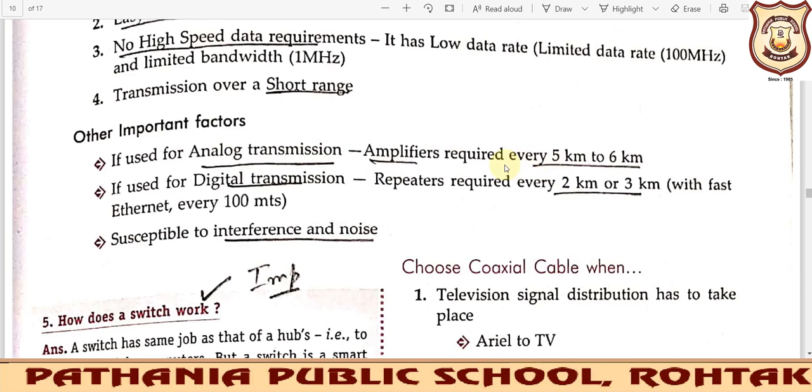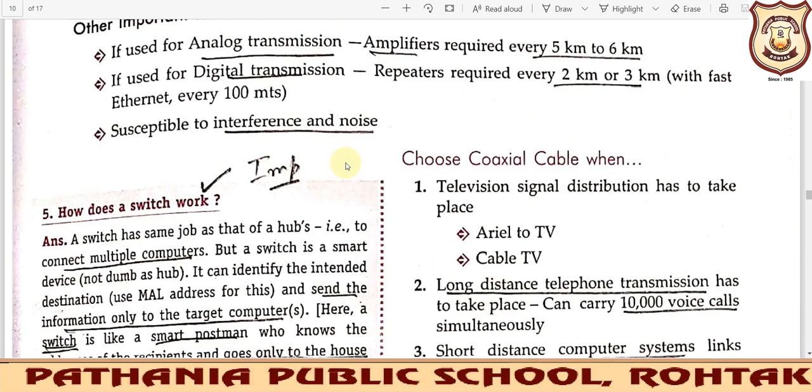Okay, and then amplifiers, they will go from 5 to 6 kilometers. So if you are dealing with digital transmission, then you will be in need of repeaters, and they will help you to transmit signals over a range of 2 to 3 kilometers. Okay, and they will be susceptible to noise and interference.